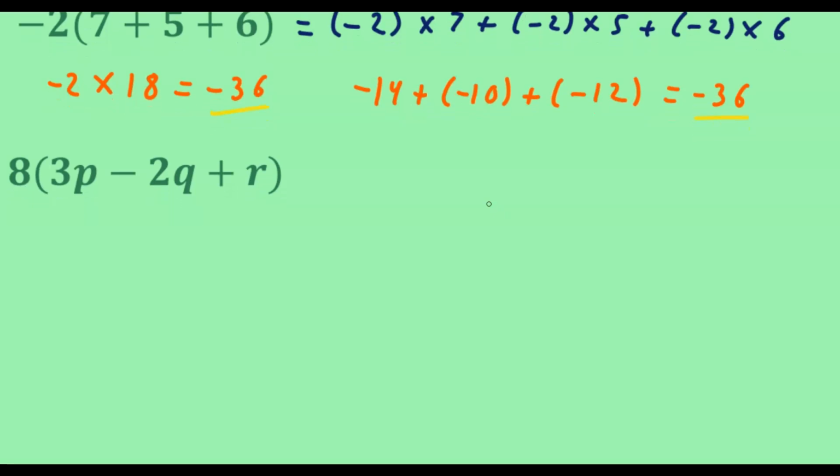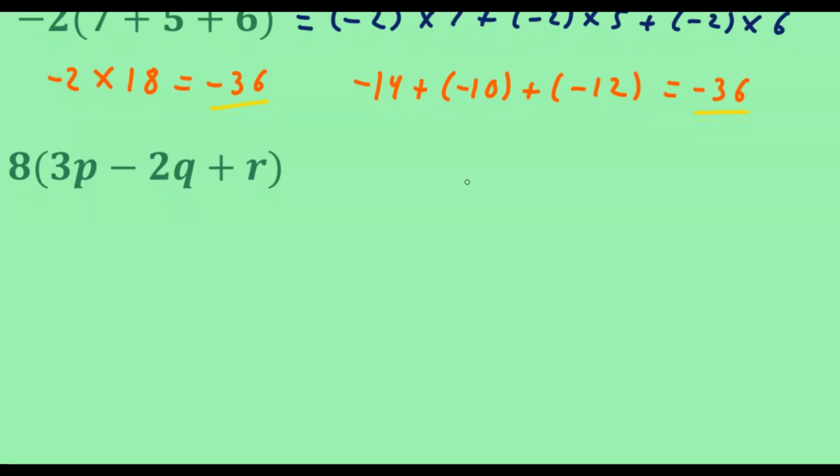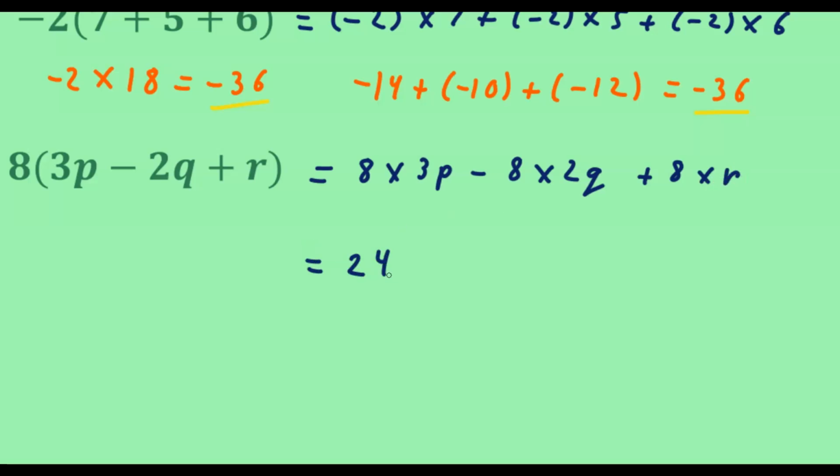Let us have a look at the last one. We have 8 times (3p minus 2q plus r). We need to use the distributive law to distribute the factor 8 to each of the terms in the parentheses. So we have 8 times 3p minus 8 times 2q plus 8 times r. Now 8 times 3 is 24, so we have 24p. Then we have a minus sign, and 8 times 2 is 16, so we have negative 16q. And then we have 8 times r, which is simply 8r. So the answer is 24p minus 16q plus 8r.